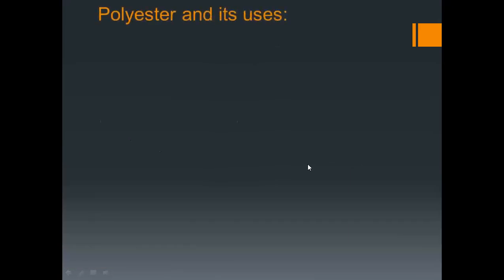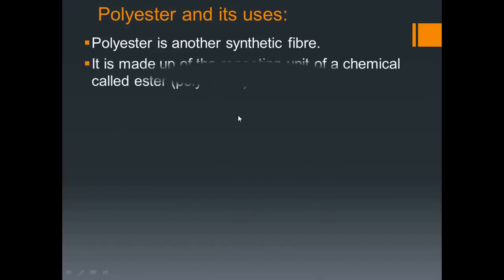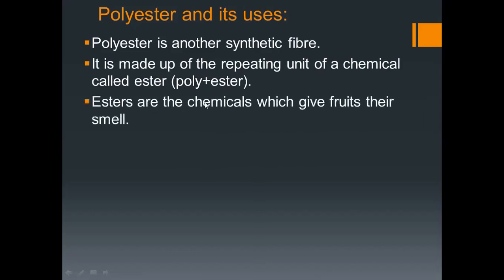Then comes polyester and its uses. Polyester is another synthetic fiber. It is made up of repeating units of a chemical called ester. Poly plus ester gives polyester. Esters are the chemicals which give foods their smell.